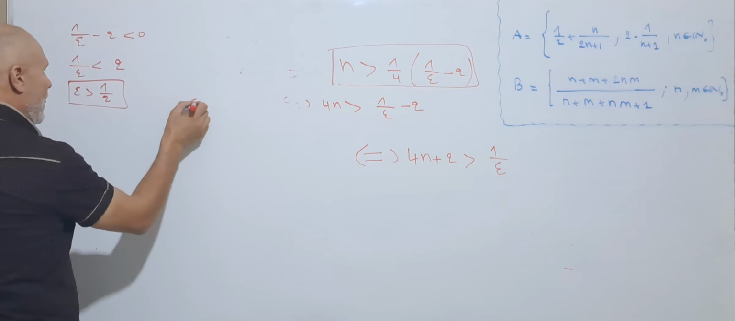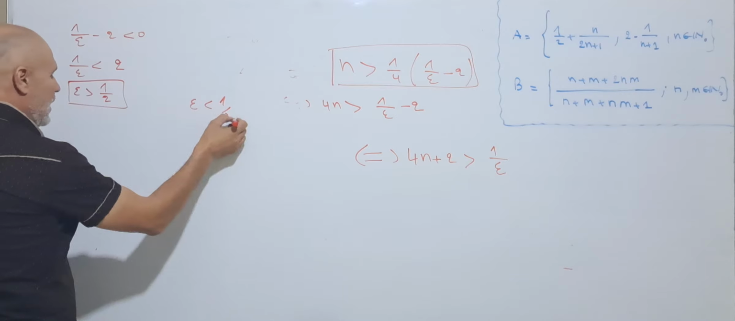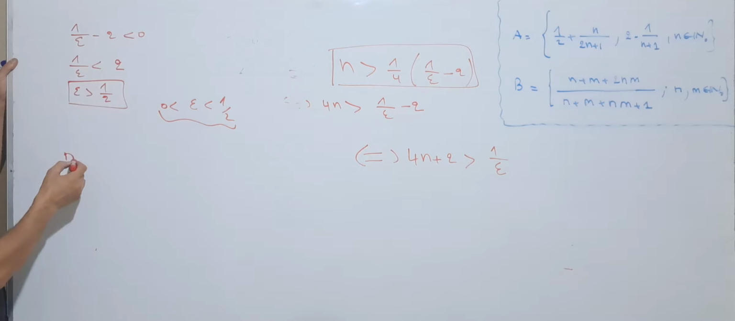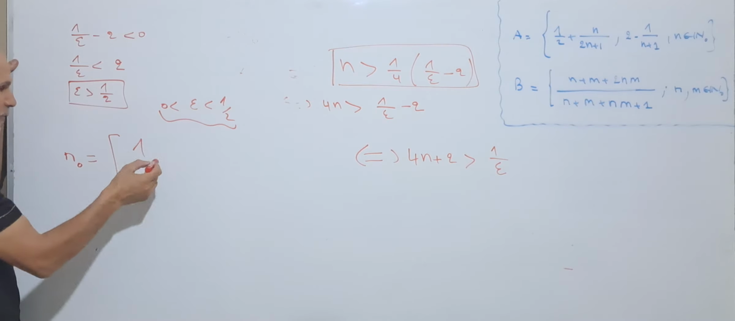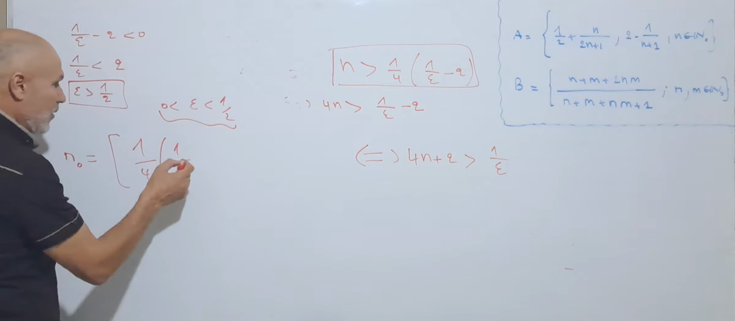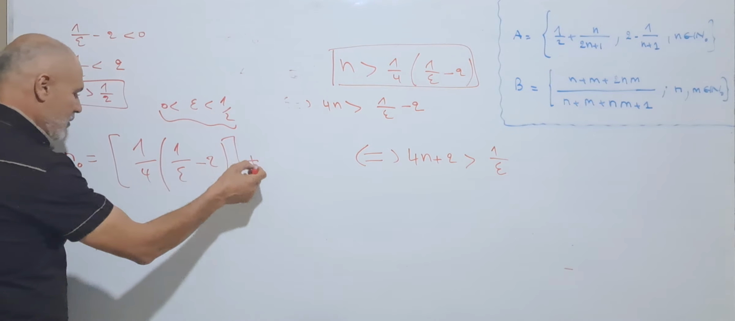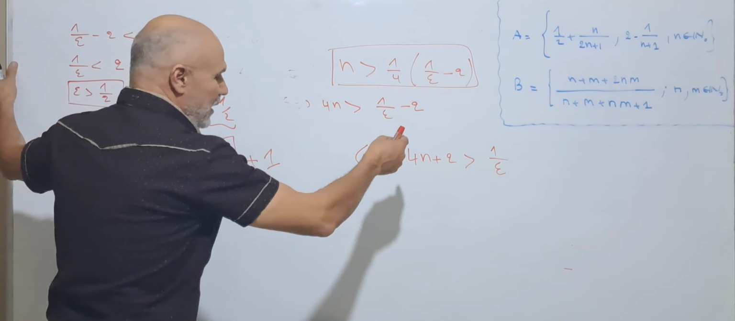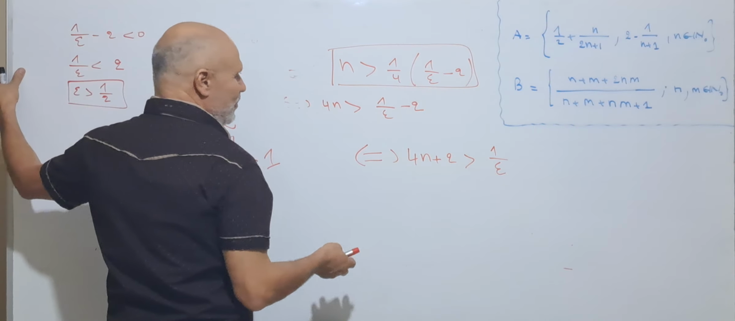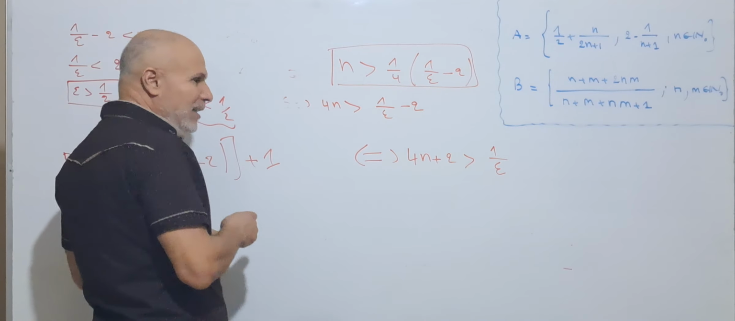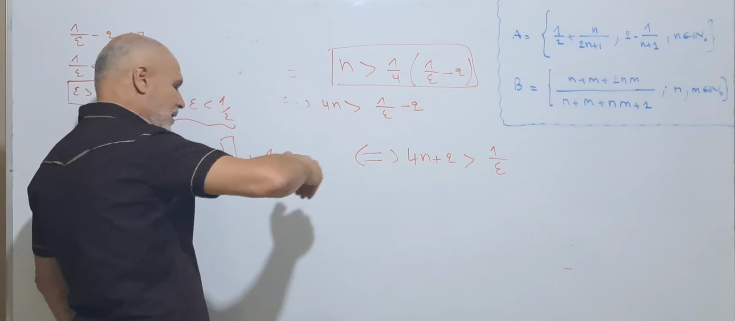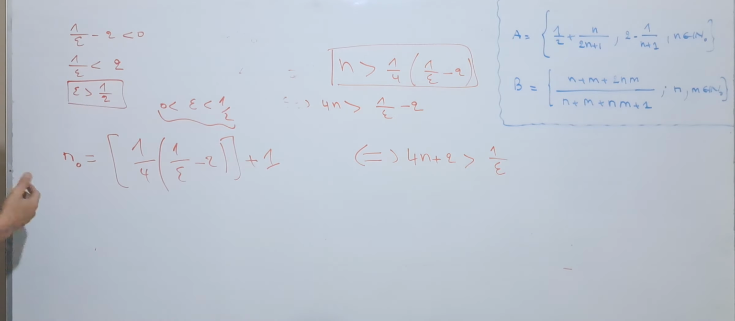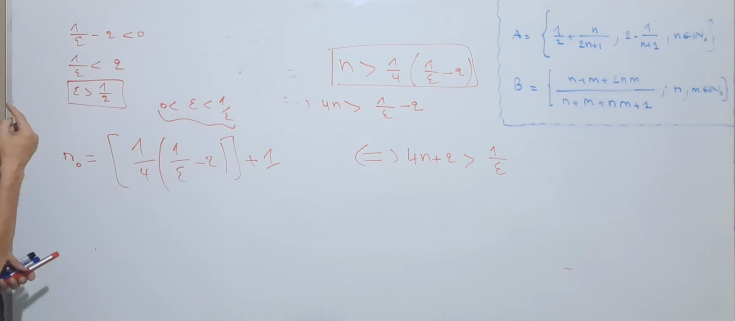For epsilon less than 1/2 and greater than 0, we can take the natural number n to be the integer part of 1 over epsilon minus 2, plus 1, for example. Why? Because of the Archimedean property of R, which says that for any real number we can find a natural number which is greater than this number. This allows us to say that the supremum of A1 is equal to 1.